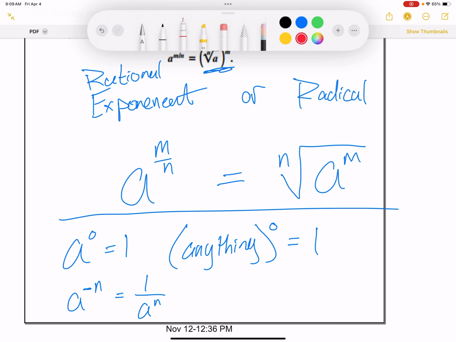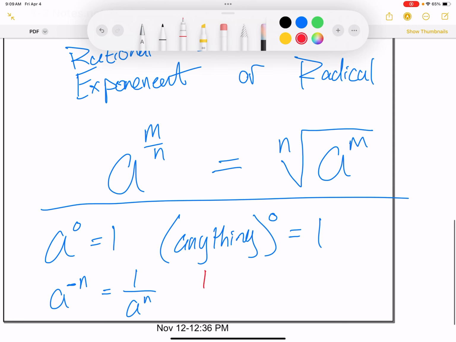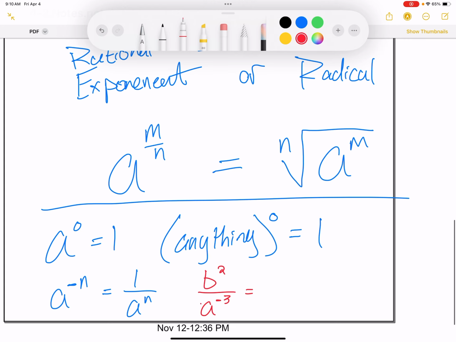And then kind of the same idea. Let's say we have b to the second over a to the negative third. And what is that equal to? Well, a lot of people always just say, oh, you flip it if it's negative. But you got to be careful with how you think about it. You don't just flip it, because the a is the one with a negative exponent, not the b. The b's fine, so I don't want to flip it. I put the a in the numerator and make the exponent positive. So it would be a to the third, b to the second.